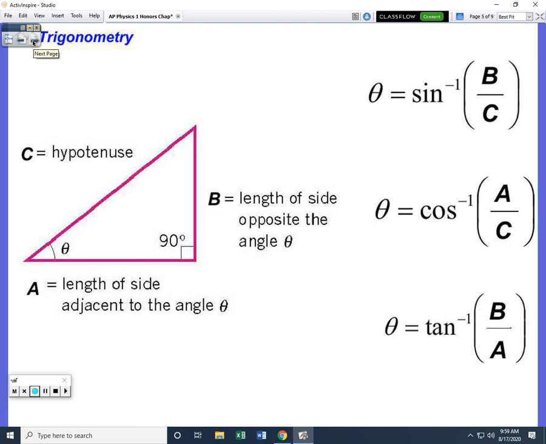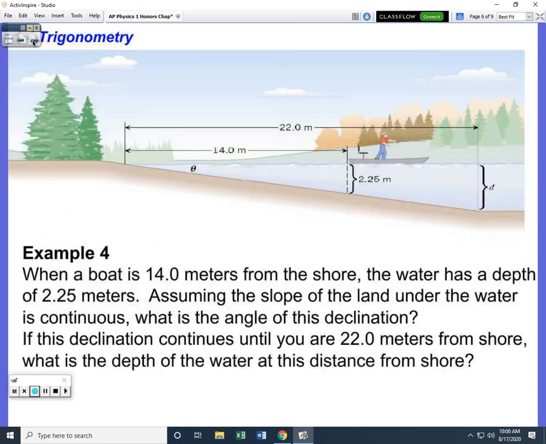We also know that we can find angles by using the inverse functions here. So taking the inverse sine of your opposite over hypotenuse will find that angle, or the inverse cosine, and so forth. And so if I was faced with a situation like this, let's say that I have a boat that's sitting out there. It's 14 meters away from the shore, and the water has a depth of 2.25 meters. Assuming the slope of the land under the water is continuous, what is the angle of this declination? In other words, what is this angle right here?